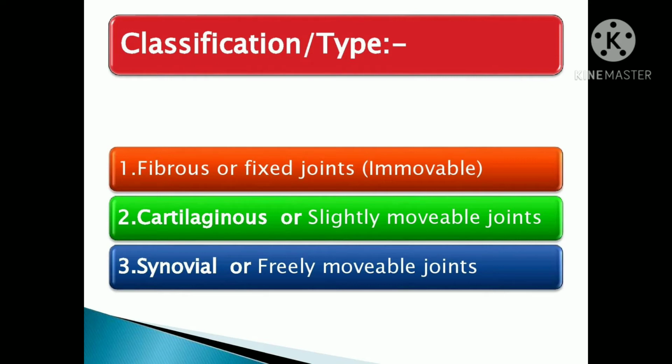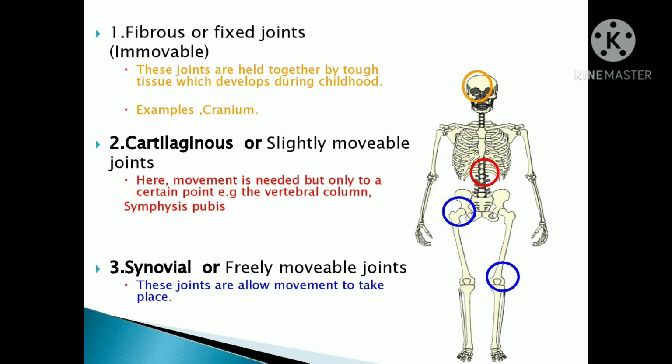Now let us see what these joints are, depending upon their functions. Fibrous joints are fixed joints held together by tough tissue which develops during our childhood. Example is the cranium. The second one is cartilaginous. Here the movement is needed but only to a certain point. Example is the vertebral column. The third one is synovial. Here these joints allow movement to take place. Okay, the freely movable joints.